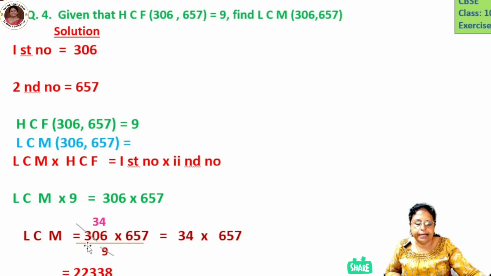So LCM is equal to 306 times 657 by 9. Then you can simplify here. 9 times 3 is 27, then 3 to 36, 4 nines are 36. So you will get 34 here. 34 times 657, if you find the product, you will get 22338. Okay, so this is the LCM answer. So we got it. Have you understood?